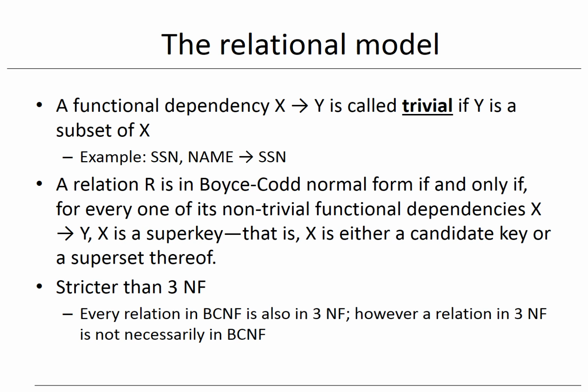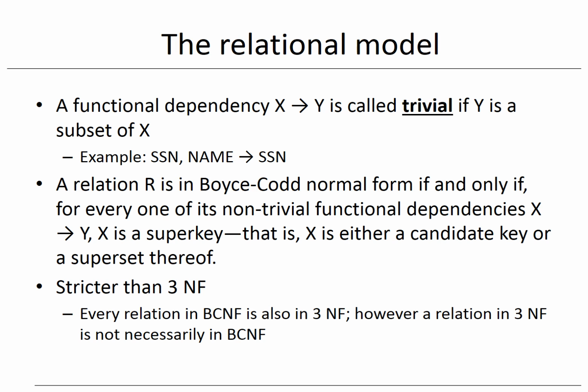We can now continue and discuss the Boyce-Codd normal form. Let's first introduce another concept. A functional dependency X to Y is called trivial if Y is a subset of X. An example of a trivial functional dependency is between social security number and name, and social security number.